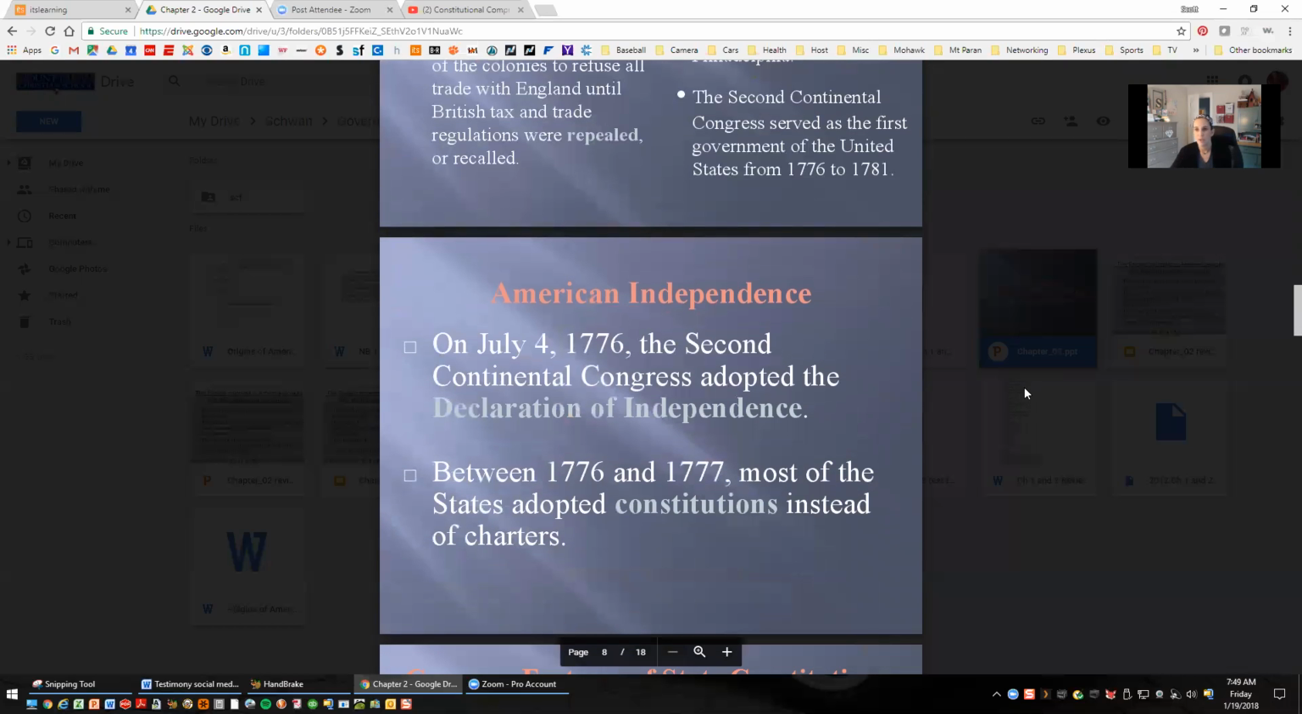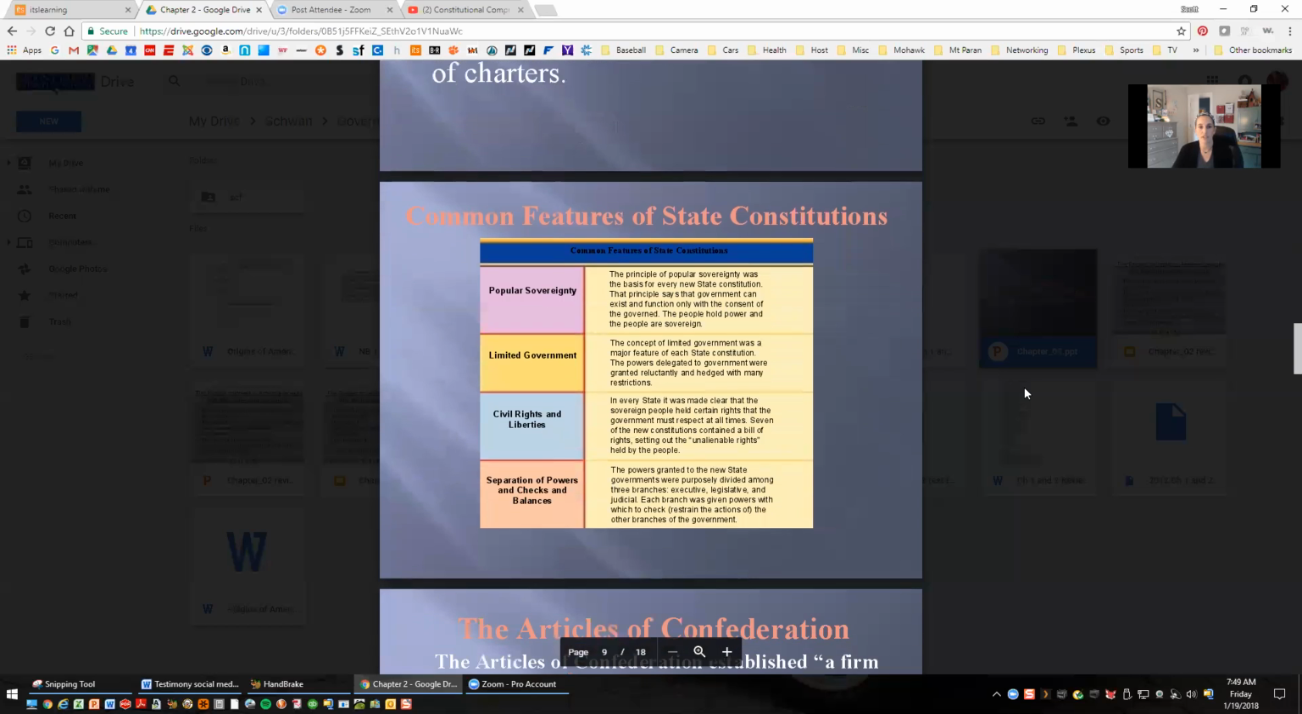So, no surprise to you all, July 4th, 1776, the Second Continental Congress adopted the Declaration of Independence. And between 1776 and 1777, most of the states also adopted similar constitutions instead of charters. So, what were some of the common features of state constitutions?